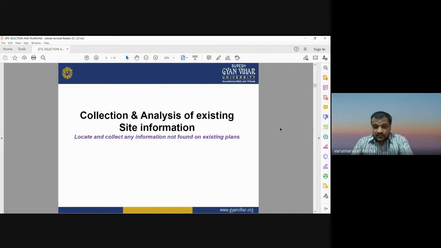After that, then we can go for the collection and analysis of existing site information. Okay, that will have the location and collection of any information that are not found on the existing plans. Okay, when initially you visited the site and you have prepared some rough sketch about that study area, about that site. Okay, but now we are going to analyze it in detail for collecting and for analyzing the existing site information. So now main work starts now from the initial inspection of the site.